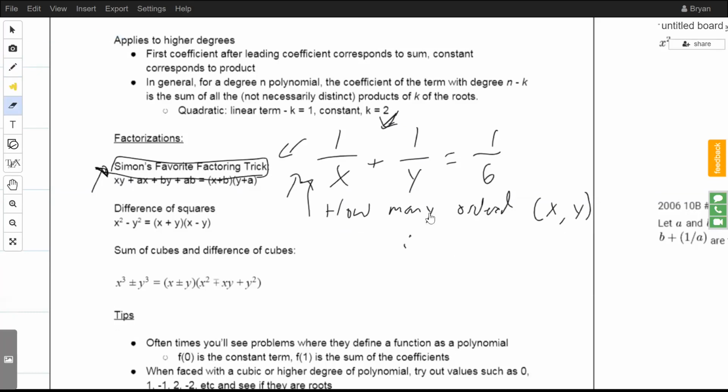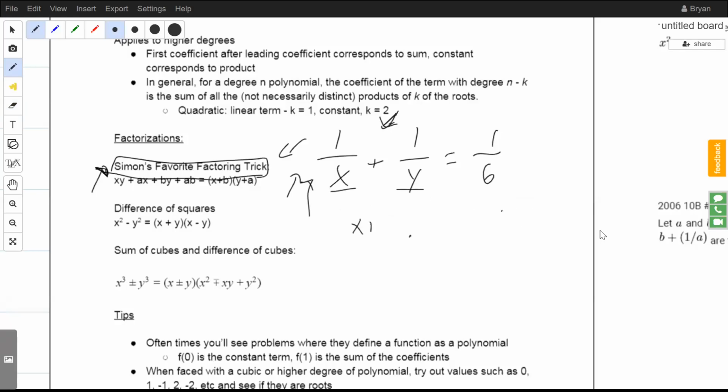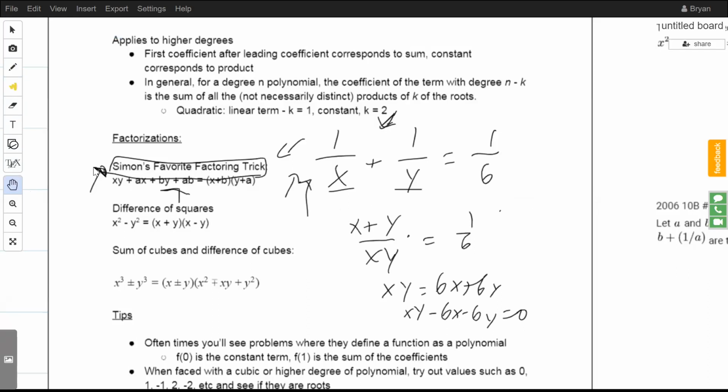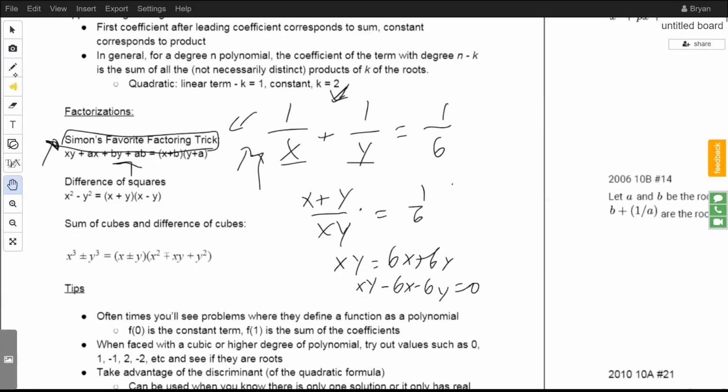So how do we go about this problem? First, knowing that we have variables in denominators, you want to clear them. So we can combine this into (x plus y) over xy equals 1/6. So we have that xy is equal to 6x plus 6y, and xy minus 6x minus 6y equals 0. And this looks sort of similar to this, right? Where we have xy, and a is -6, b is -6, and we can simply add 36 to both sides.